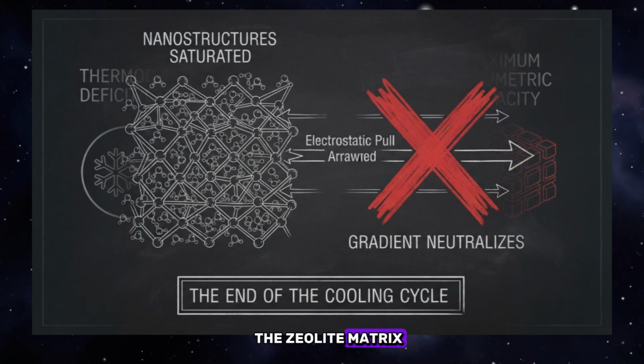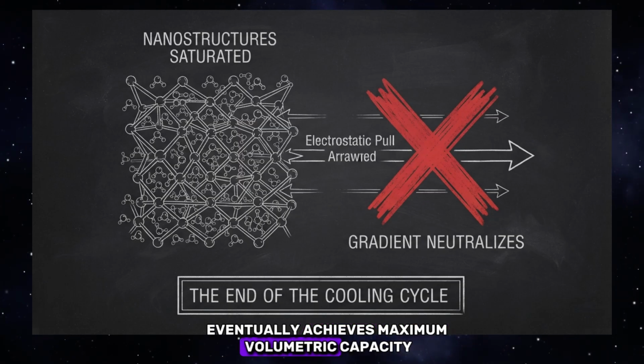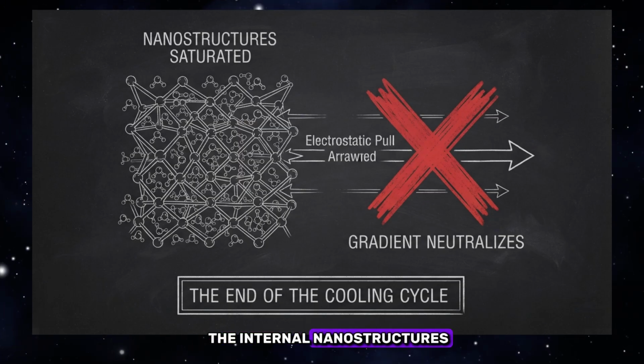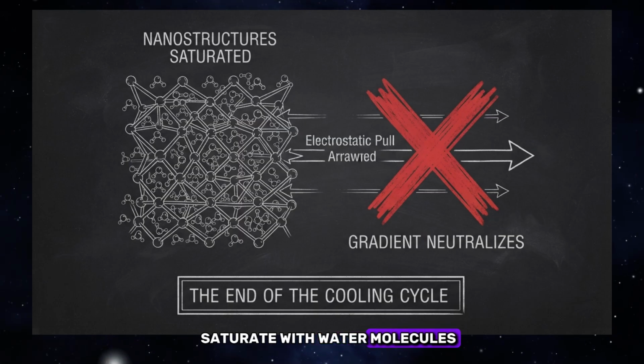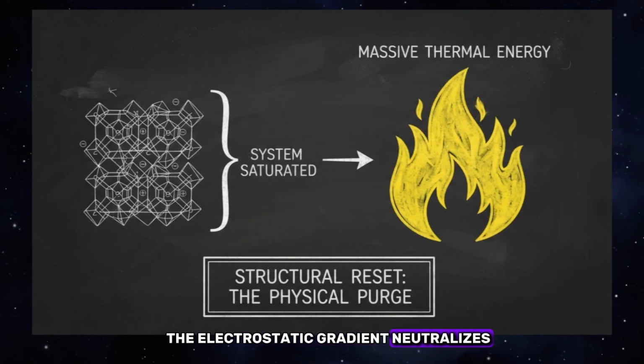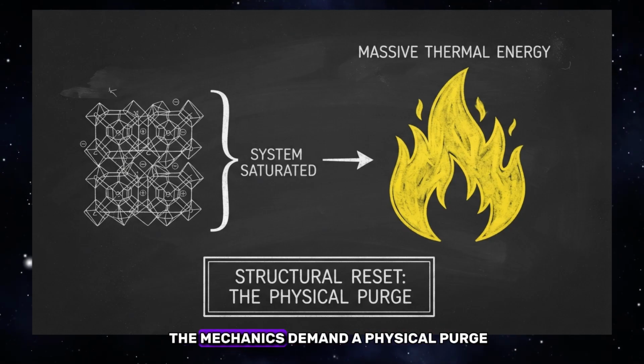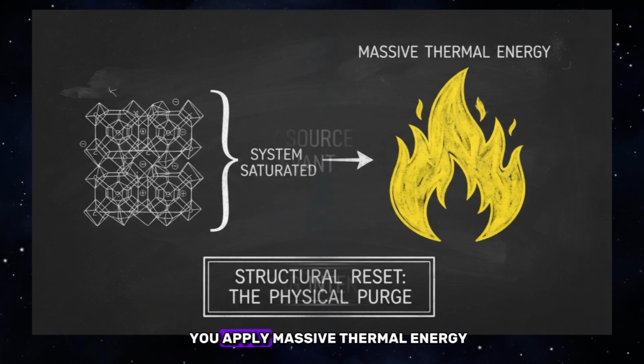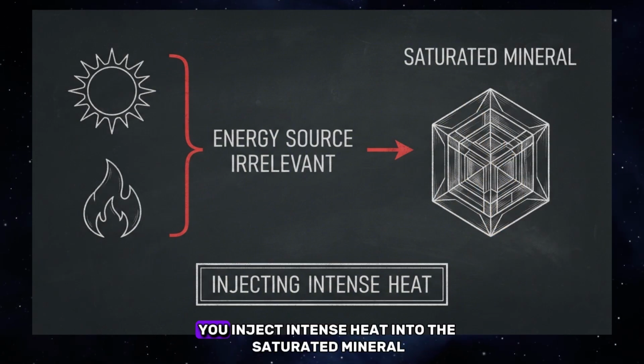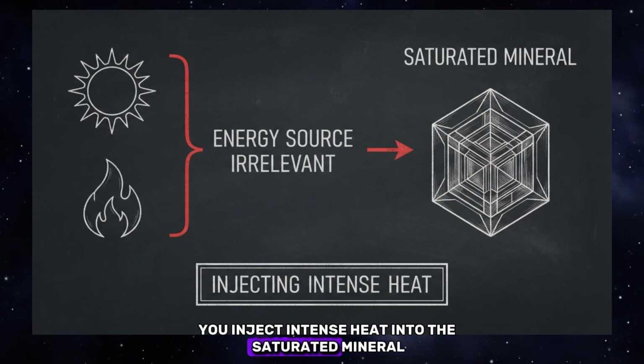The zeolite matrix eventually achieves maximum volumetric capacity. The internal nanostructures saturate with water molecules. The electrostatic gradient neutralizes. The system must be structurally reset. The mechanics demand a physical purge. You apply massive thermal energy. You inject intense heat into the saturated mineral.